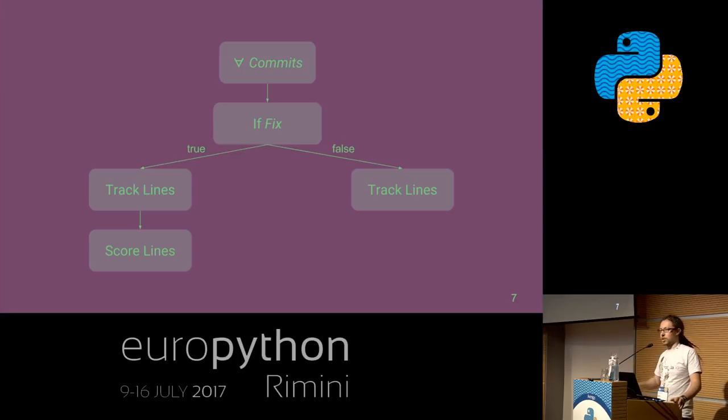If it's not a bug fix, we just keep track of all the movement of what happened in the commit, and that's it. But if it was a bug fix, we not only track the changes, but we apply a score, because the idea is if there was a bug fix somewhere, that means there was a bug. And if there was a bug somewhere, that means that area is probably complicated, or someone wrote it when he was tired, or it's just a place where obviously bugs will occur. And research has shown that if an area had bugs in the past, the probability is increased that there will be more bugs in the future. So this is the whole basis of the algorithm.